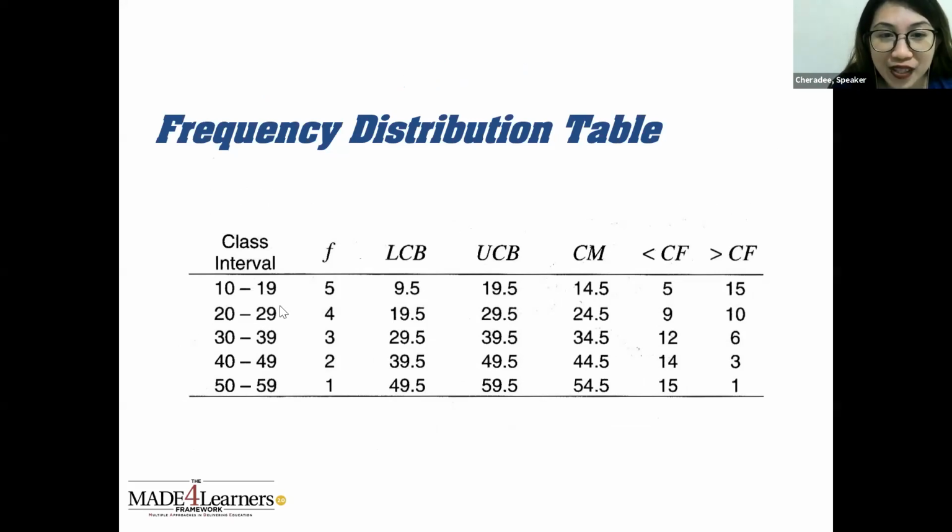Right? It's easier, no? 20 plus 29 divided by 2, that's 24.5. So it's easier, right? So that's the easier way to get the class marks.